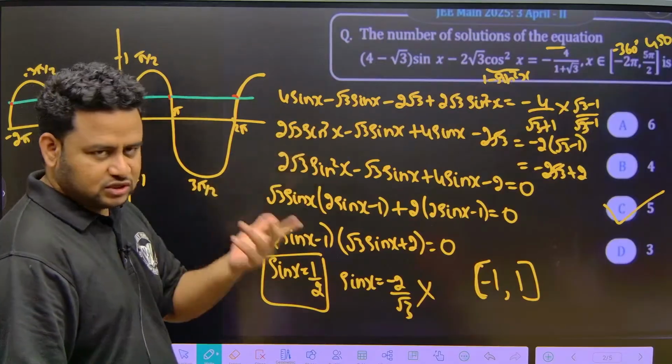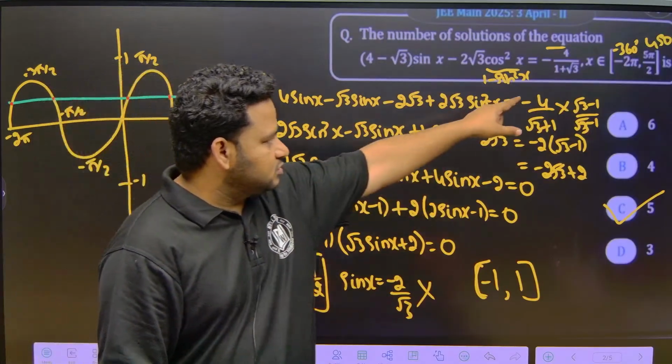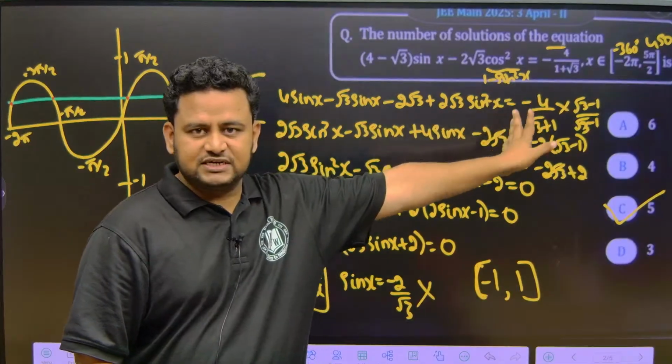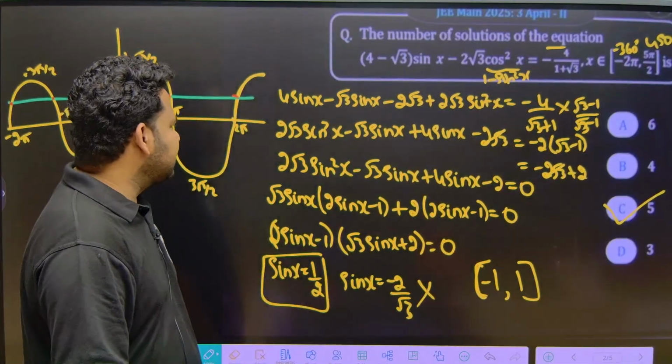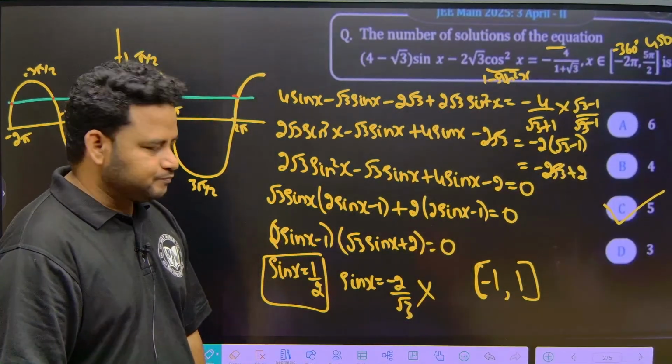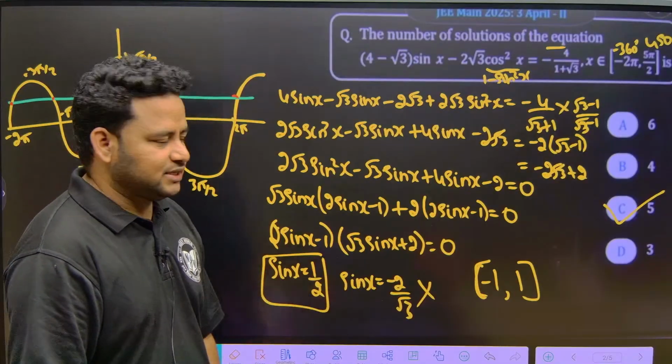One thing is, you should know the sine curve, and also you should know the interval. What is the interval that they have given? You should be knowing that carefully. Clear, friends? All right. Let us go to the next question. I hope it is clear to all of you.